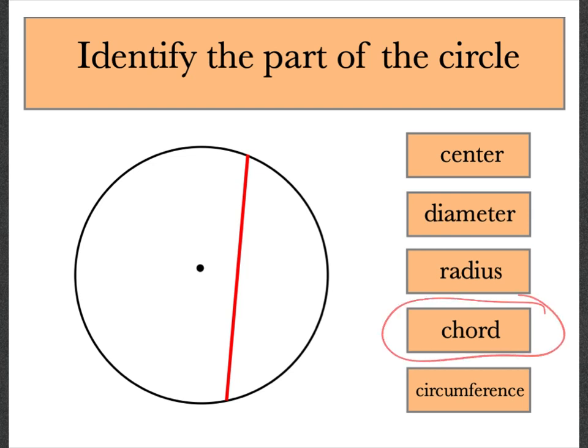So those are all the parts of the circle. I hope this was helpful. And again, the book is called Circumference and the Knights of the Round Table if you want to check out the actual story about circumference.